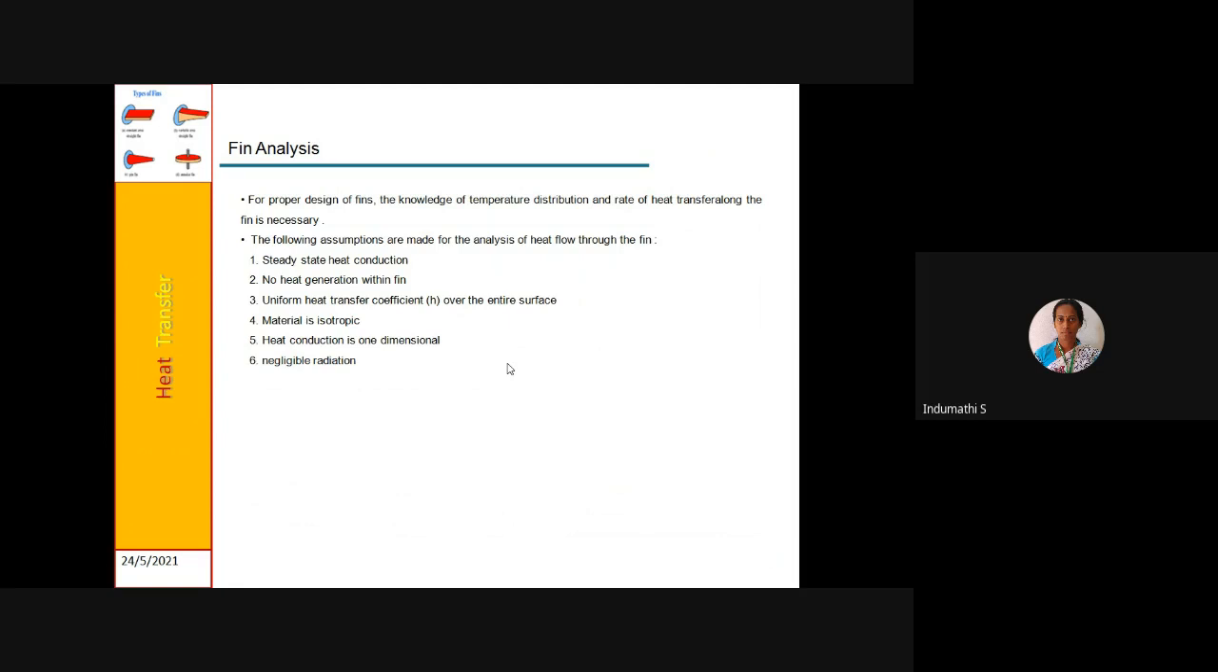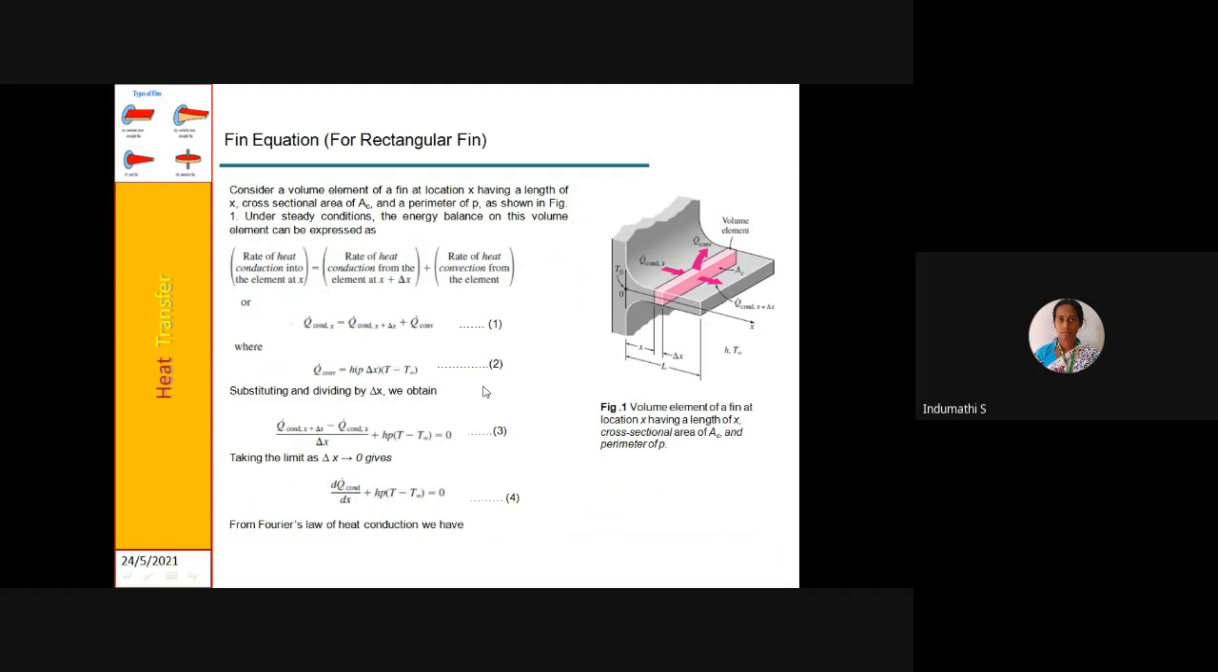While making the heat flow analysis through the fin, these assumptions we have to consider. First one is steady state heat conduction, no heat generation within the fin, uniform heat transfer coefficient over the entire surface, material is isotropic, heat conduction is one-dimensional, and negligible radiation. Then a rectangular plate fin of uniform cross section we have taken for our analysis.